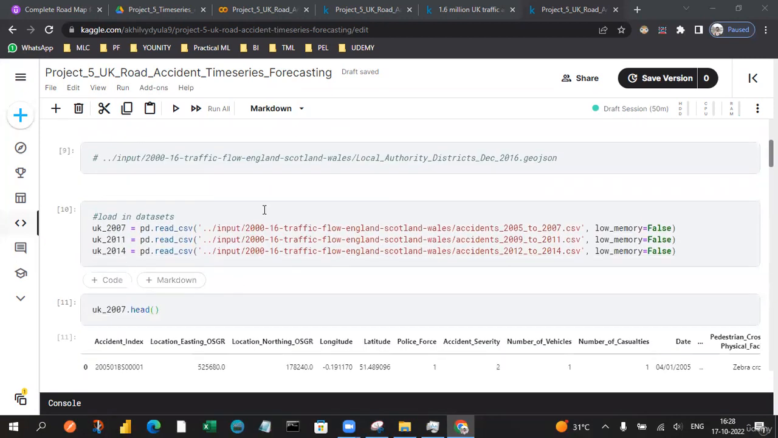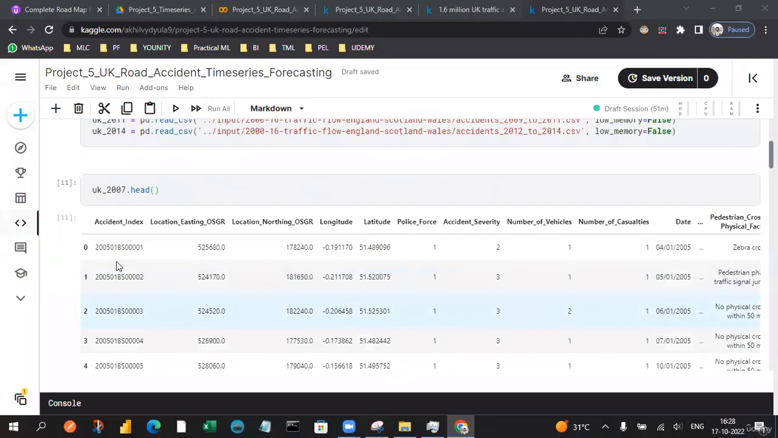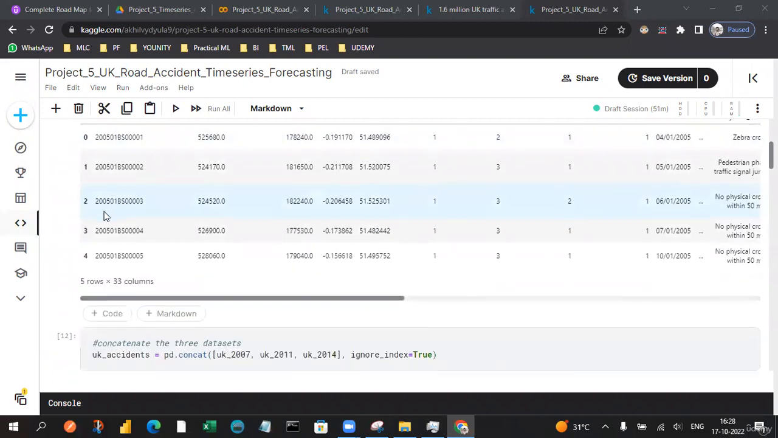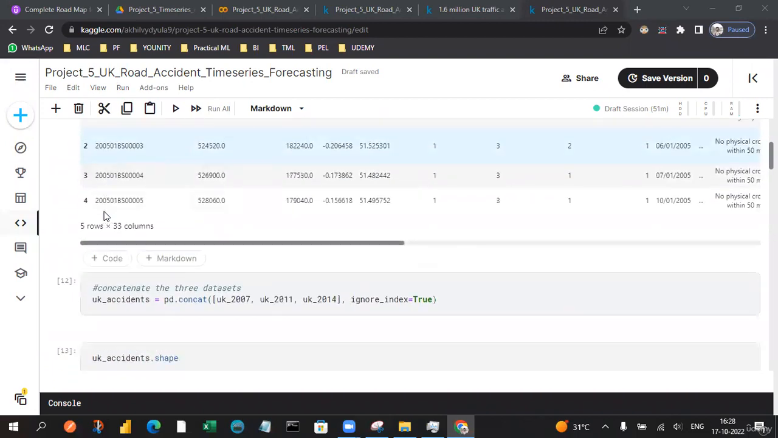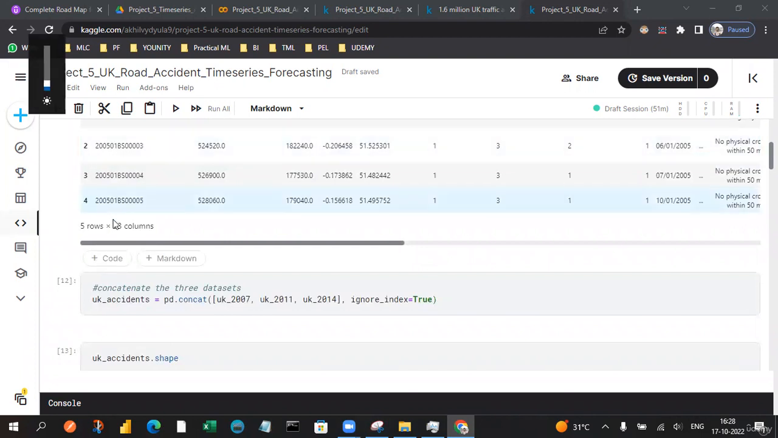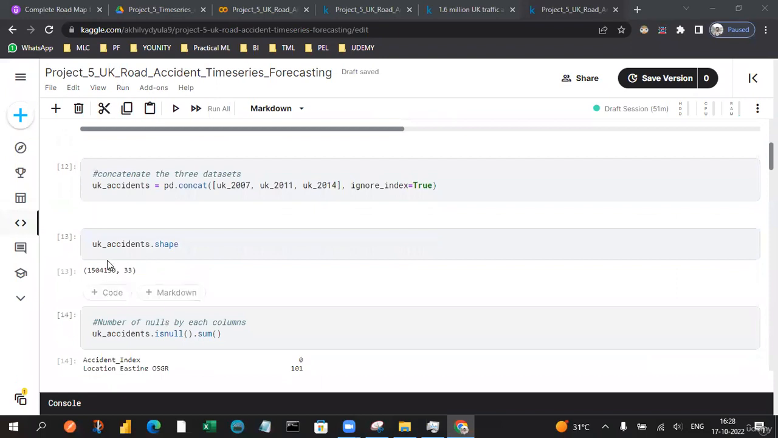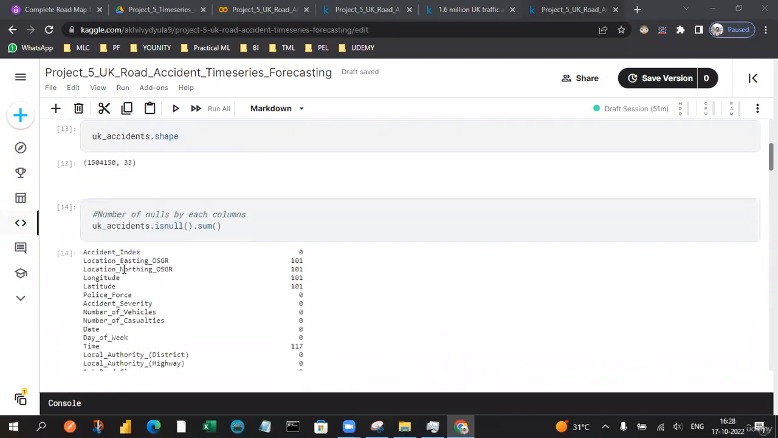Let's discuss the modeling plot with the corresponding data sets we had. As you can see, the data sets are derived for 2007 to 2011 and also 2014, which are going to be concatenated. In this step, we concatenate these data sets so that we get the full UK accident data set.